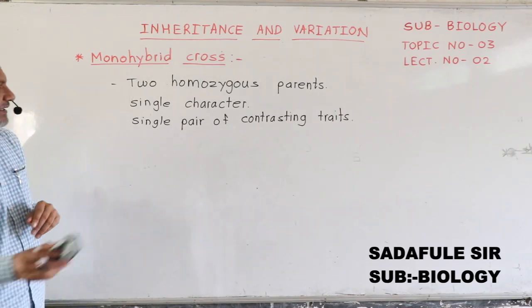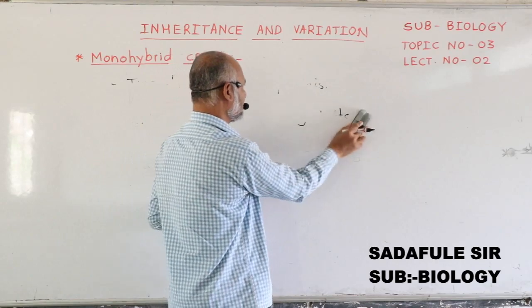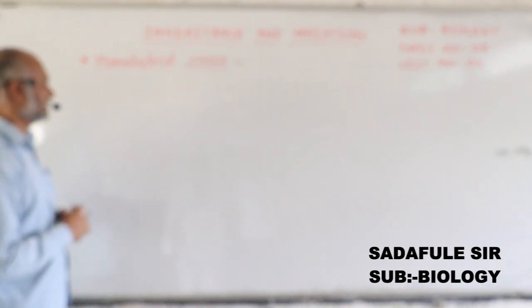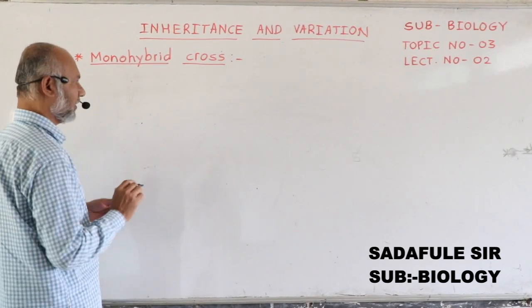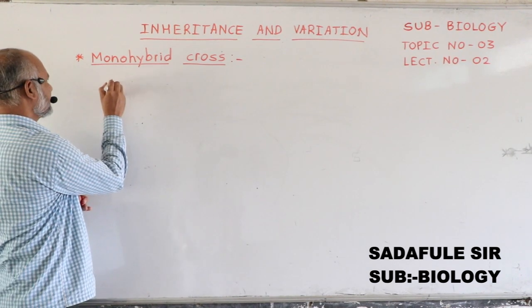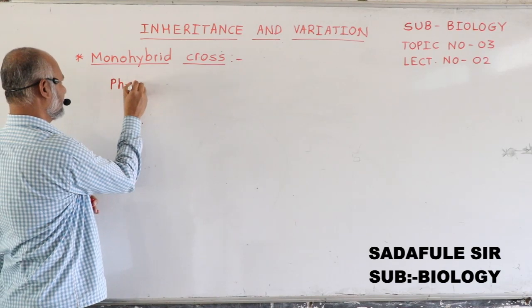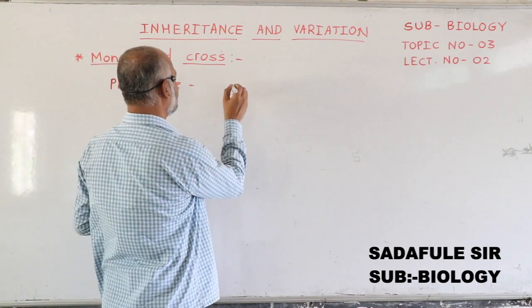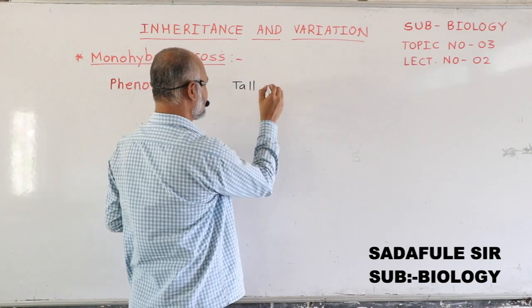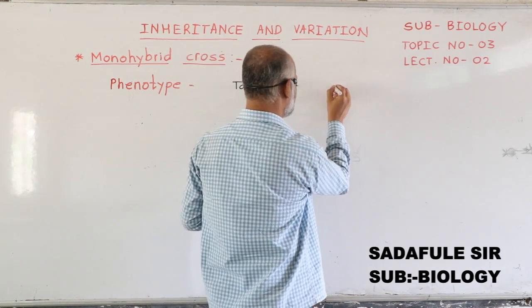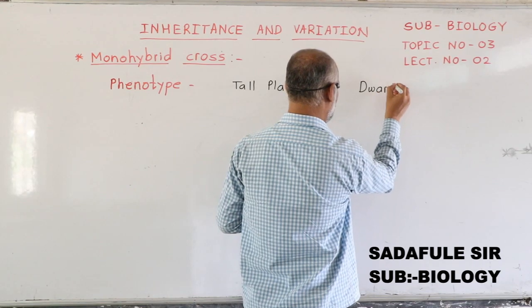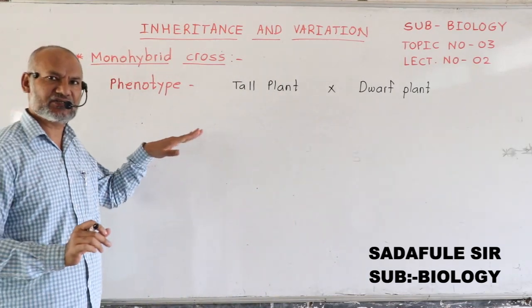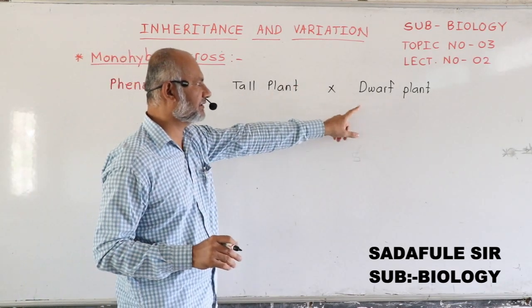Now the example. Mendel carried out this experiment, or this cross, by using two plants, two homozygous parents, which can be represented as follows. Parents, or we can write phenotype here. One parent is tall, that is a tall plant, crossed with a dwarf plant. Okay. Single character. Which character? Height of the stem.